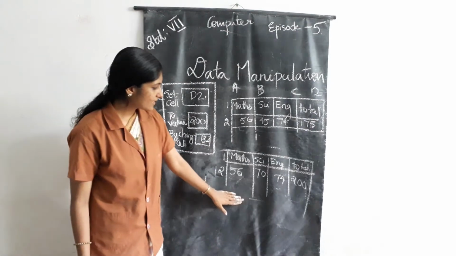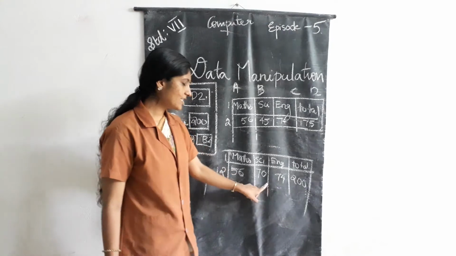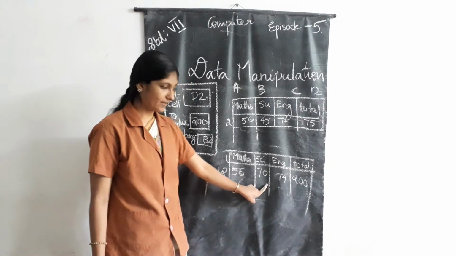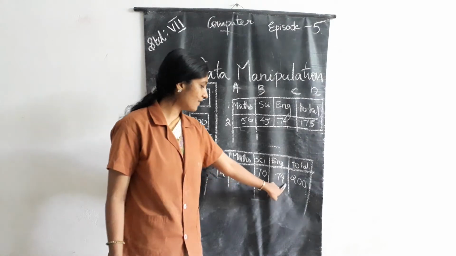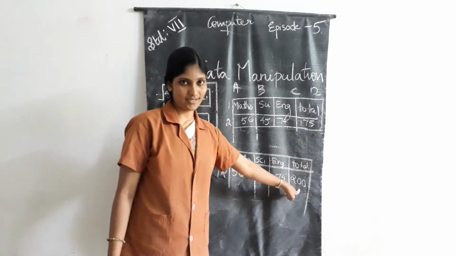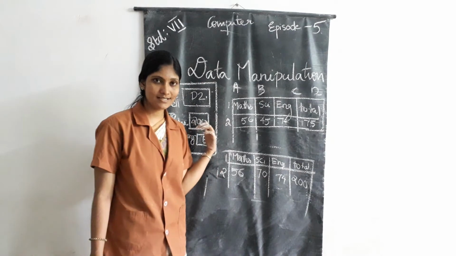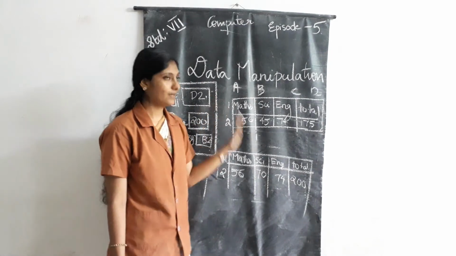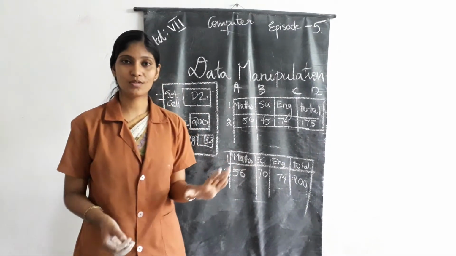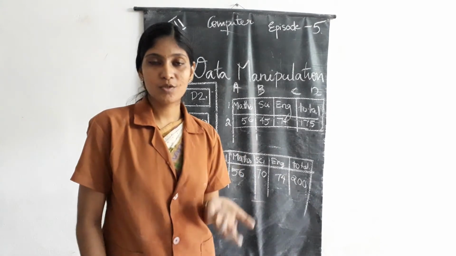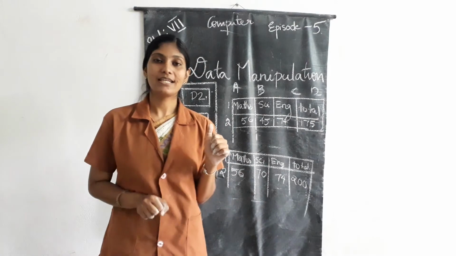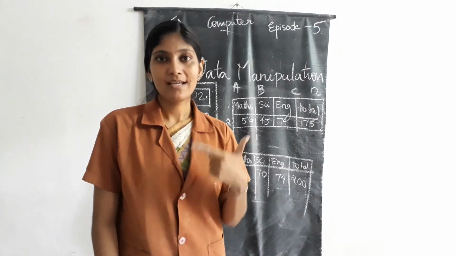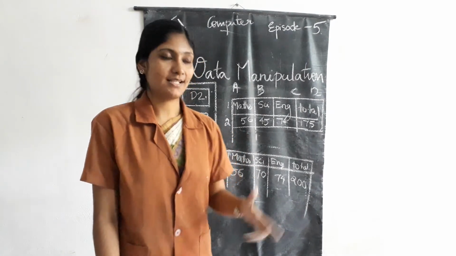So the final result you can get by changing the science mark. You will get 70. So 56 plus 70 plus 74 is equal to 200. So how does it happen? First of all, Goal Seek is used to manipulate or to change the final result. That means first it finds a value to change the final result.